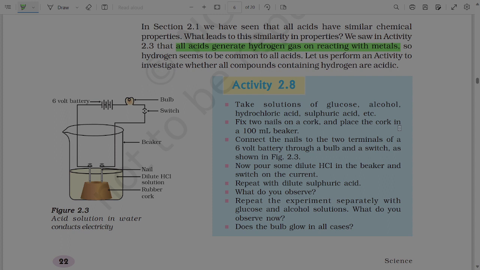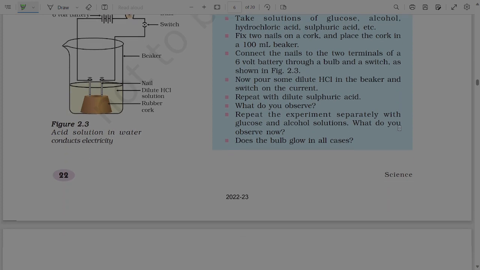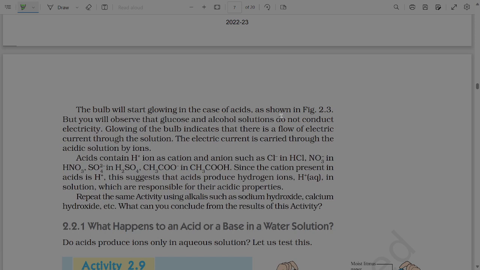which when they come out, come out in the form of hydrogen gas. So now pour some dilute hydrochloric acid in the beaker and switch on the current. Repeat with dilute sulfuric acid. What do you observe? Repeat the experiment separately with glucose and alcohol solution. What do you observe now? Does the bulb glow in all the cases? The bulb will start glowing in case of acids as shown in figure 2.3. That means acids conduct electricity, but you will observe that glucose and alcohol solution do not conduct electricity.